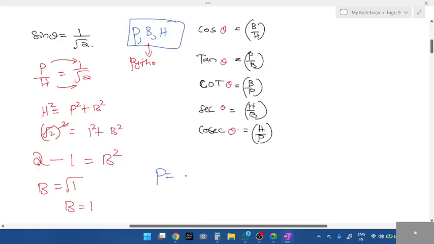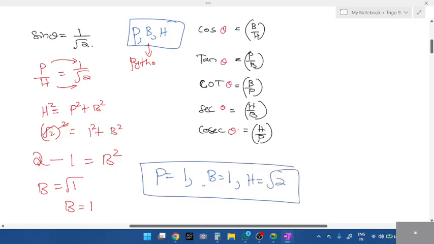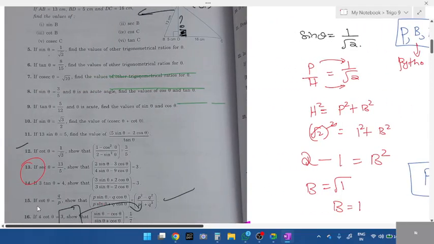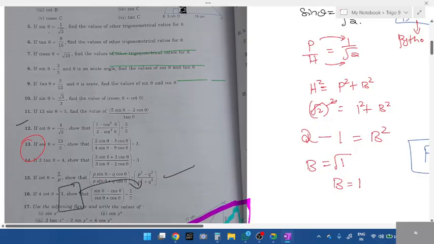Perpendicular is 1. Base, hypotenuse, correct. Is a diagram required here? Do we need a diagram for these questions? No. But usually teachers have given a diagram. If you draw a diagram, you'll definitely get confused. Can you see questions 5 to 16? For 5 to 16, a diagram is not required. Is it clear? Without a diagram, you can solve.